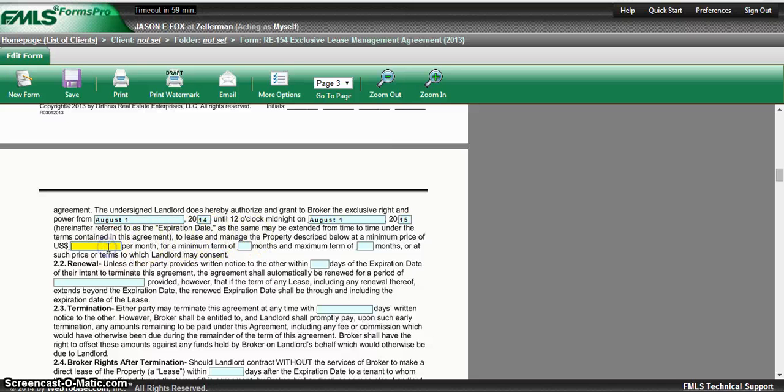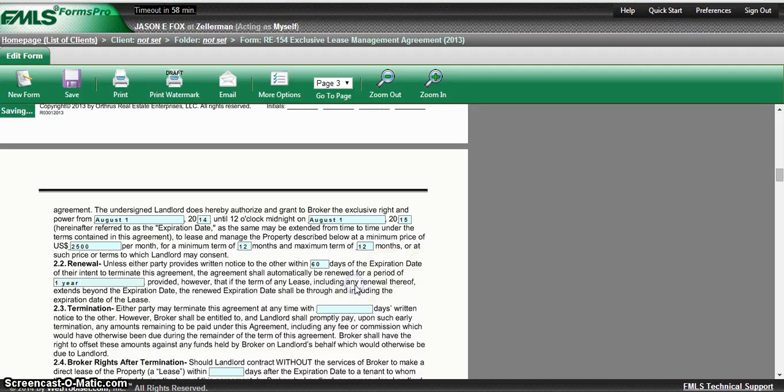At the lease price, so let's say this person agreed to pay $2,500 per month for a minimum of 12 months and a maximum of 12 months under this agreement. Renewals, 60 days notice. And this says, unless either party provides written notice to the other party within 60 days of their intent to terminate this agreement, the agreement shall automatically be renewed for a period of, you could do monthly, you could do 1 year, you could do 6 months. Since this is a year to year, I'm going to put 1 year.